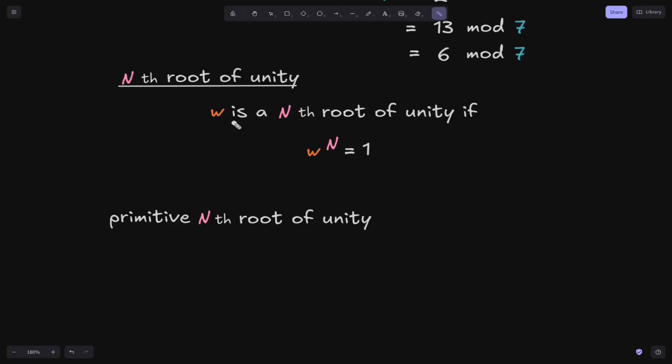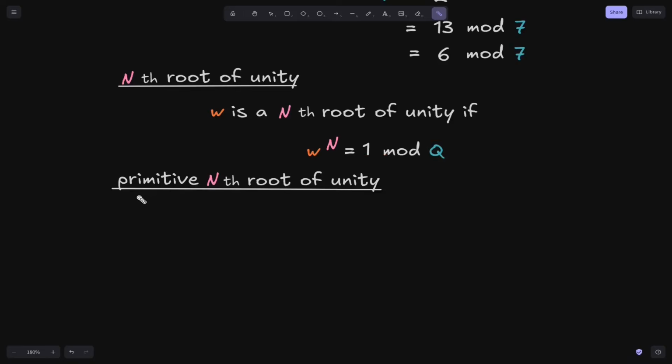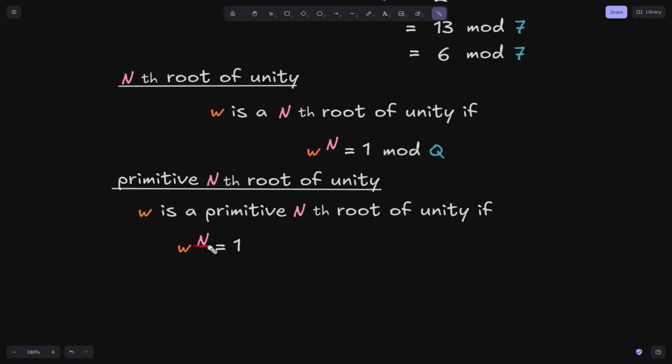What does this mean? w is an nth root of unity if w raised to the power of n is equal to 1. Here we're going to be looking at FFT using the prime field. So here I'm going to mention that this is 1 mod q, where q is the prime number. Next I'm going to explain what the primitive nth root of unity is. w is a primitive nth root of unity if w raised to the power of n is equal to 1 and w raised to the power of i is not equal to 1 for i greater than 0 and less than n. Let's look at some examples of nth roots of unity and primitive nth root of unity.